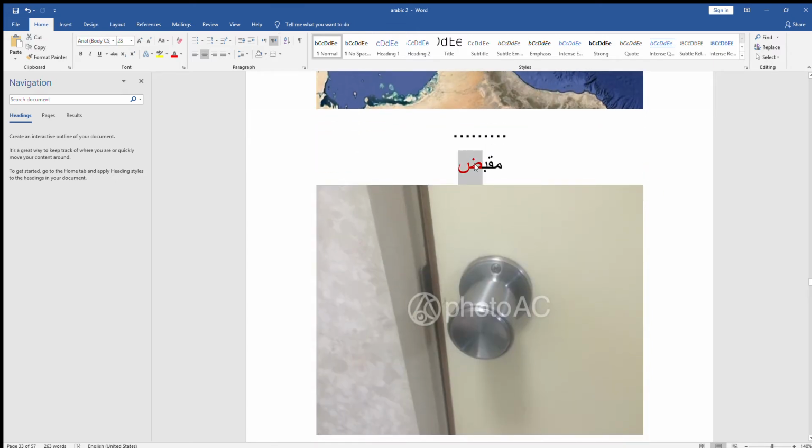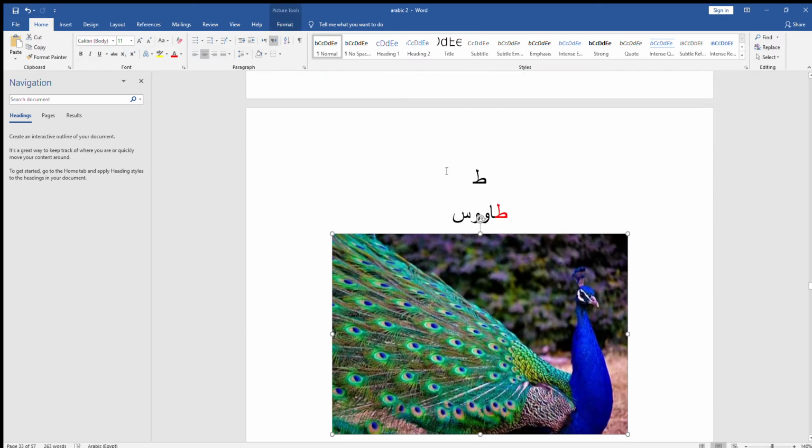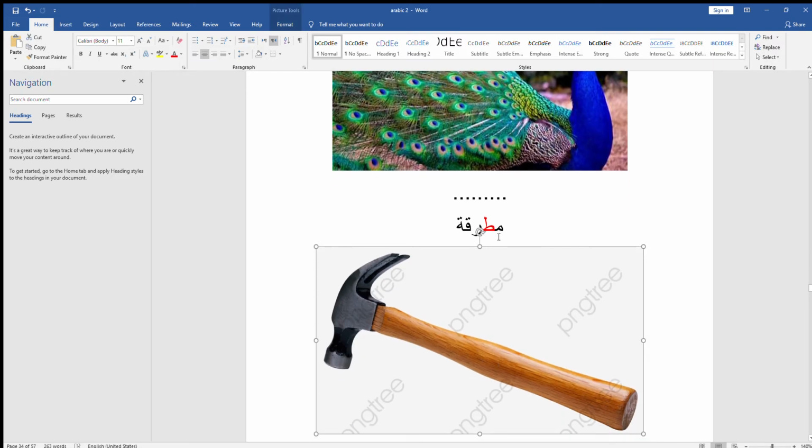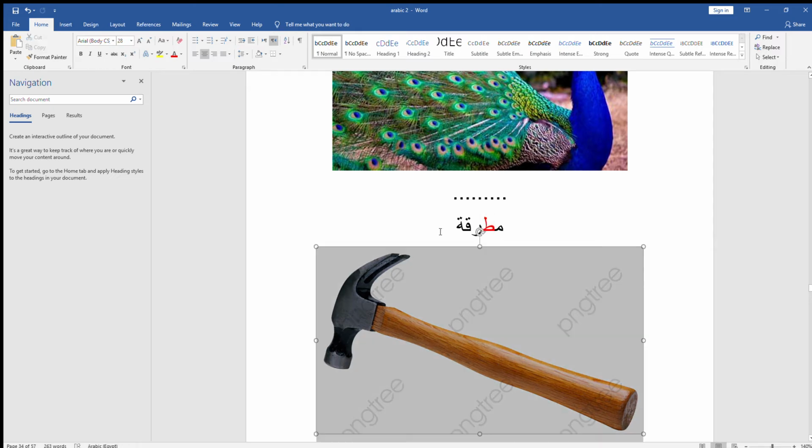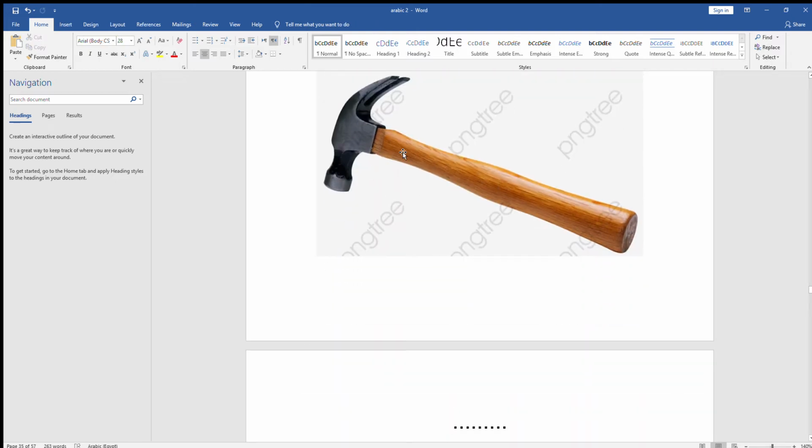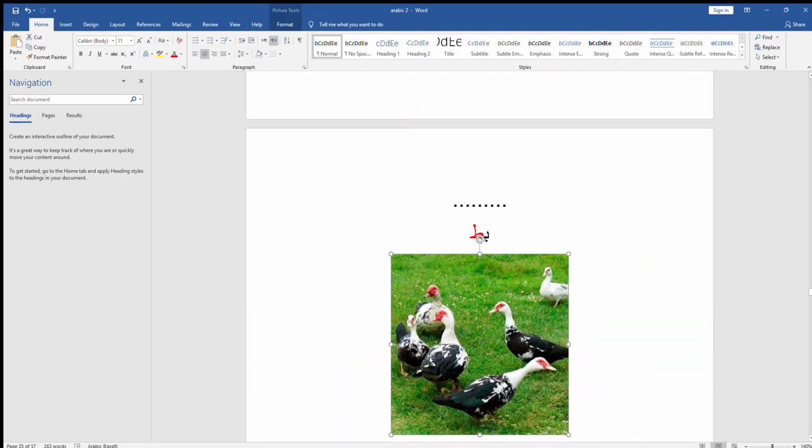ضاد at the end of word like مقبض. طاء at the beginning of word like طاووس. This is طاووس. مطرقة, طاء between two letters. This is مطرقة. We call it in daily talking شاكوش. بط, more than two بط. One بطة.